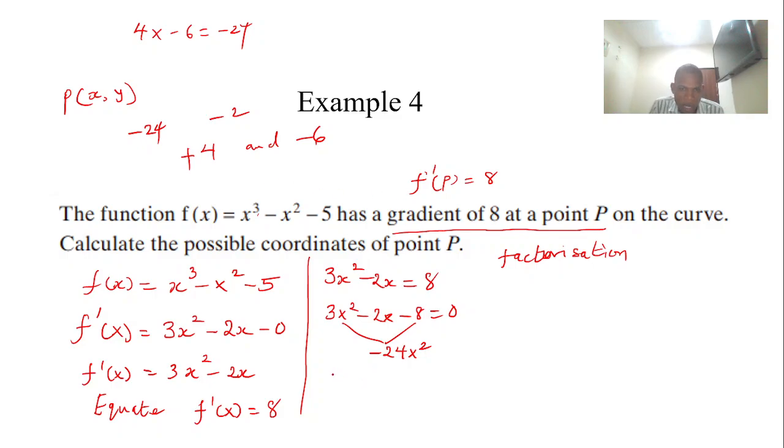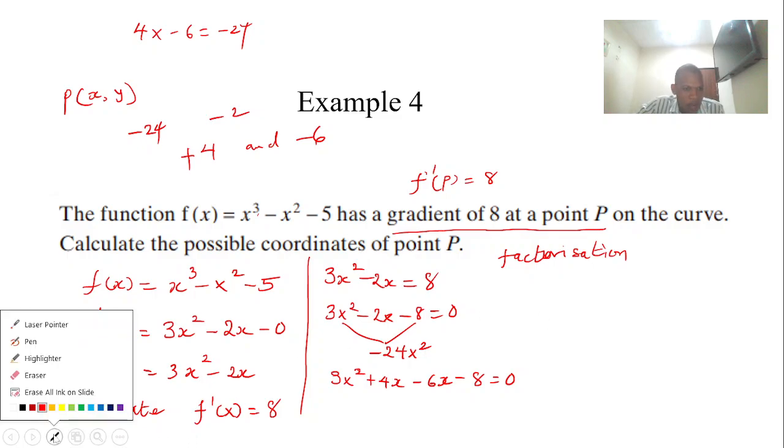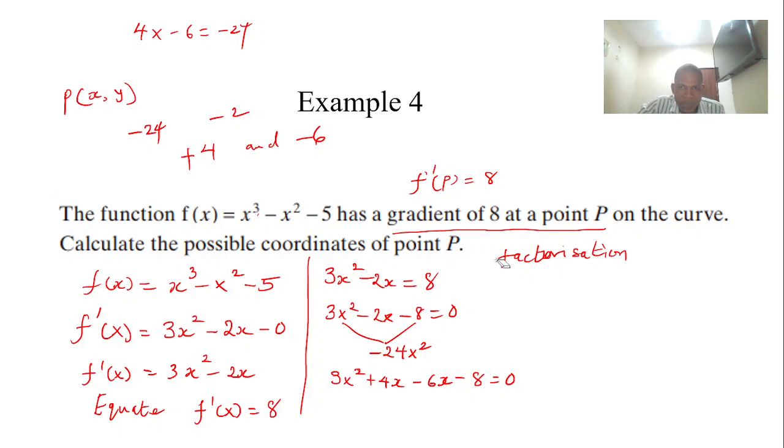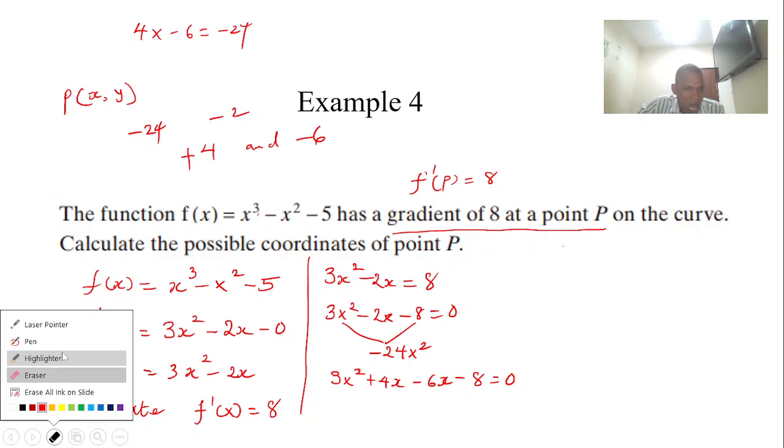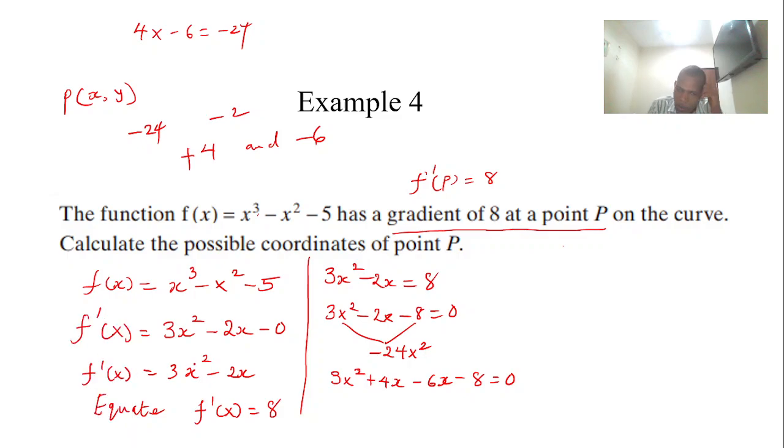So now you are going to write 3x squared, then plus 4x minus 6x, then minus 8 is equal to what? 0, right? So obviously, after getting your two factors, you have to use those factors to replace the middle term. I hope you all are conversant with using the factorization method to solve quadratic equations.